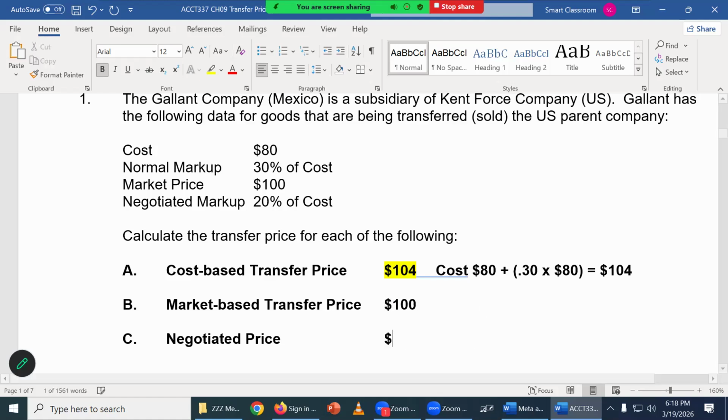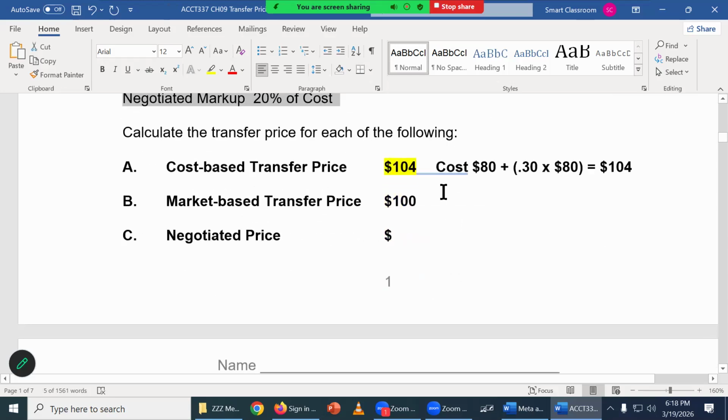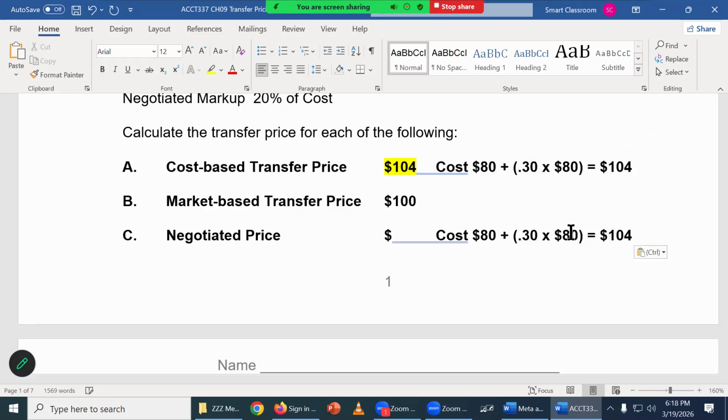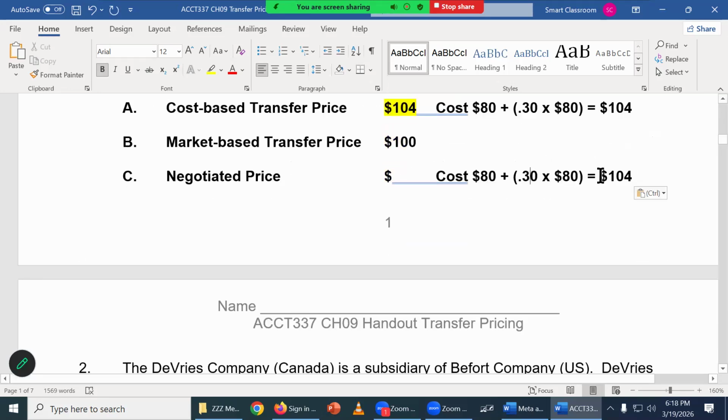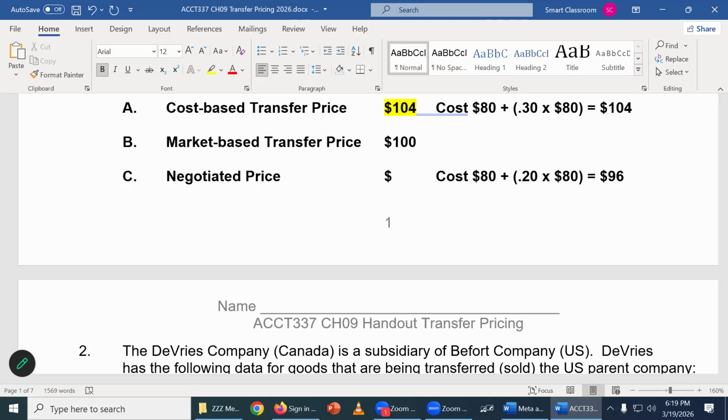Which one? Well, it looks like they negotiated a markup of 20% of the cost. So it's kind of like this one here. So it's cost plus 20%. And so that would be 96.